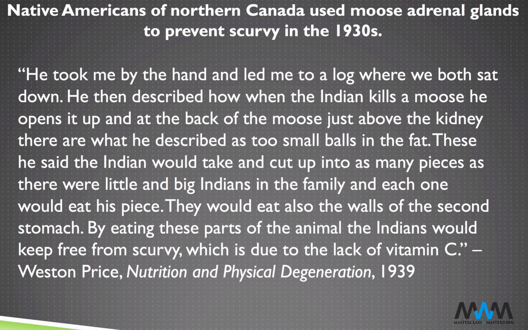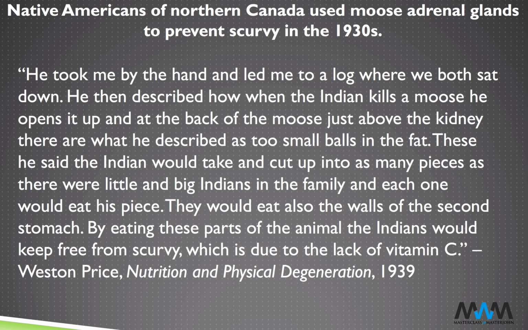He then described how when the Indian kills a moose, he opens it up, and at the back of the moose, just above the kidney, there are what he described as two small balls in the fat. These, he said, the Indian would take and cut up into as many pieces as there were little and big Indians in the family, and each one would eat his piece. They would eat also the walls of the second stomach. By eating these parts of the animal, the Indians would keep free from scurvy, which is due to the lack of vitamin C.